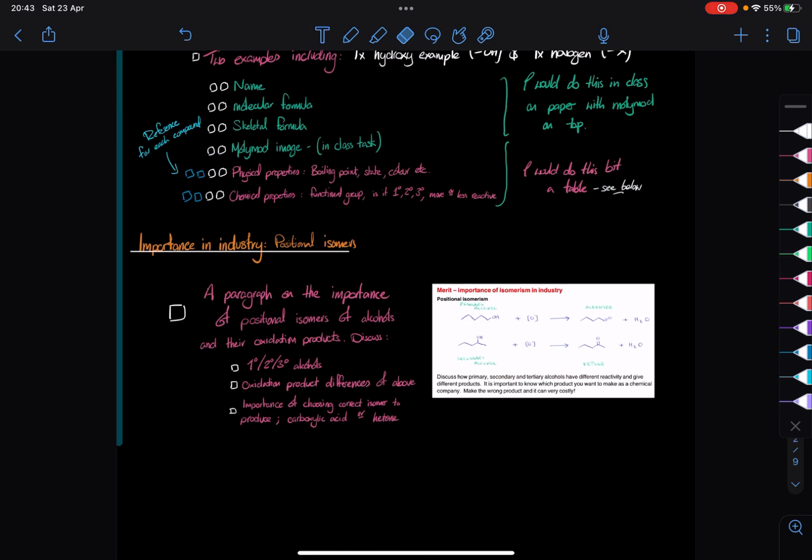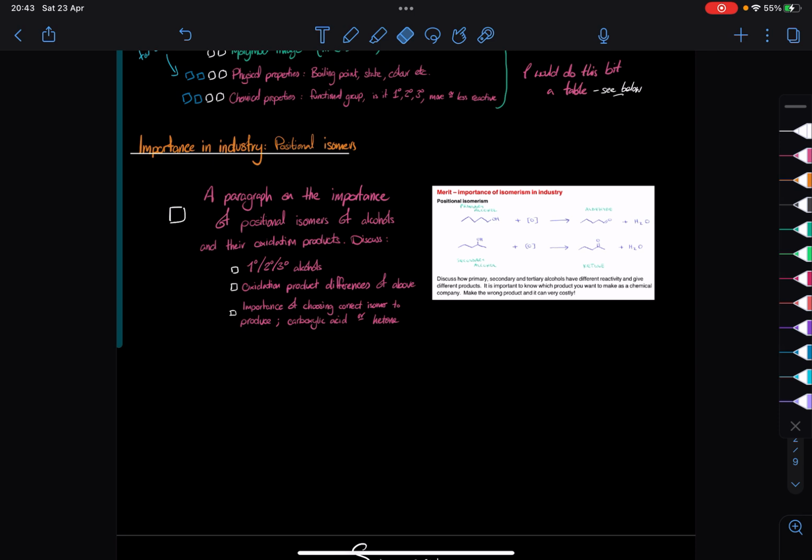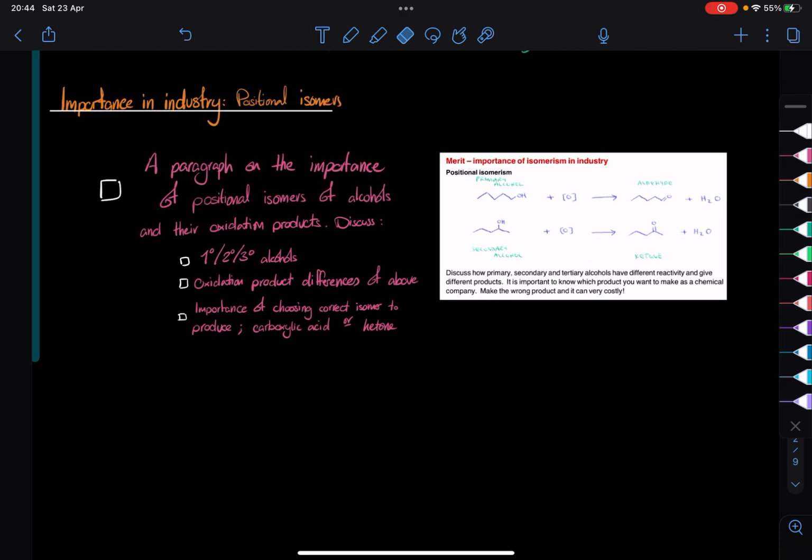The importance of industry of the positional isomers is a very, very similar discussion. We're going to have a paragraph of the importance of positional isomers of alcohols and their oxidation products. So I want you to tell me what's the difference of me reacting a primary alcohol, secondary alcohol, and a tertiary alcohol. So in the context of oxidation. This is something we did in 14A, so it might seem familiar to those who are going to do some of the research on that as well.